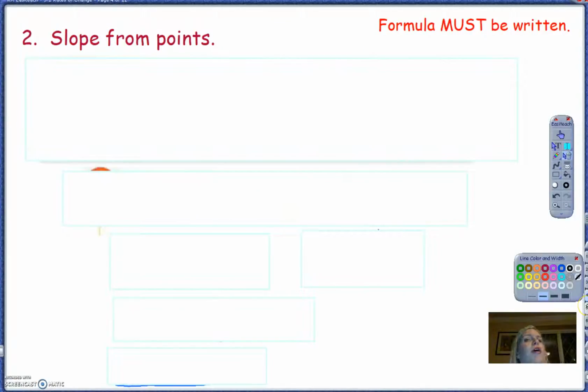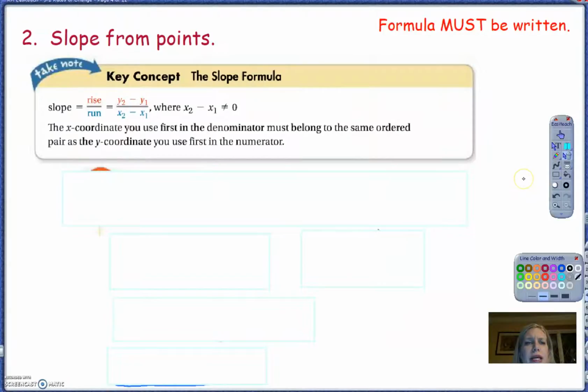Okay, so now slope from points. I'm going to give you the formula. This is in our textbook. Slope is the rise over run. Write down this formula. Just write down what I'm putting a box around.